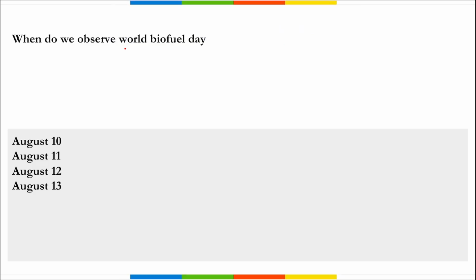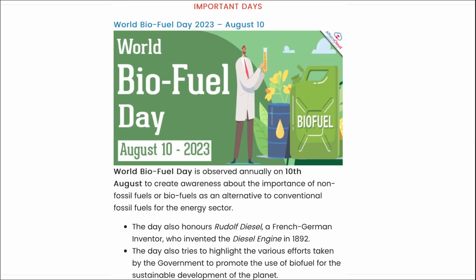Next, when do we observe World Biofuel Day? Every year we observe World Biofuel Day on 10th of August, to create awareness about the importance of non-fossil fuels or biofuels as an alternative to conventional fossil fuels for the energy sector. Remember, this day also honors Rudolf Diesel, a German inventor who invented the diesel engine in 1892.